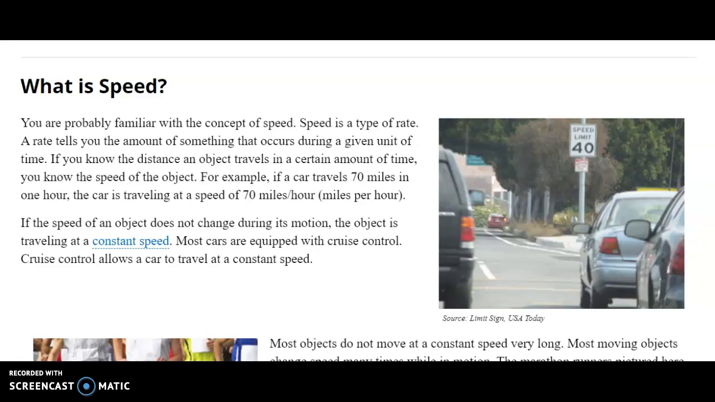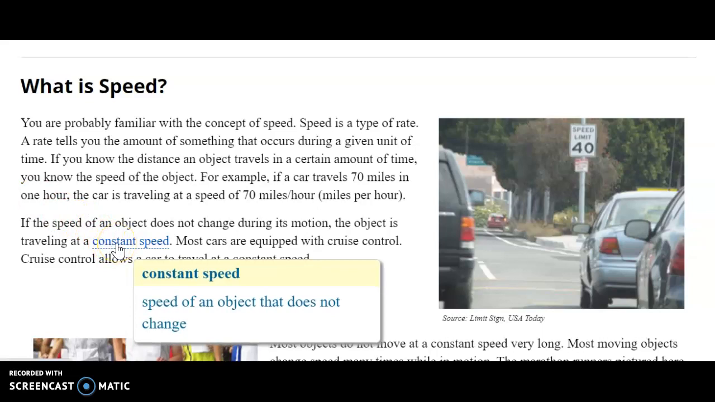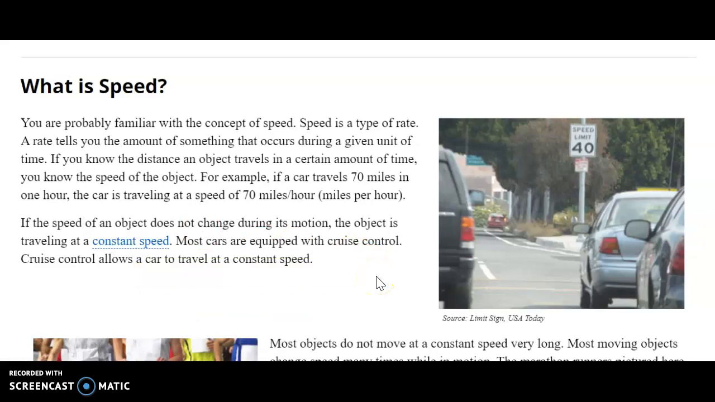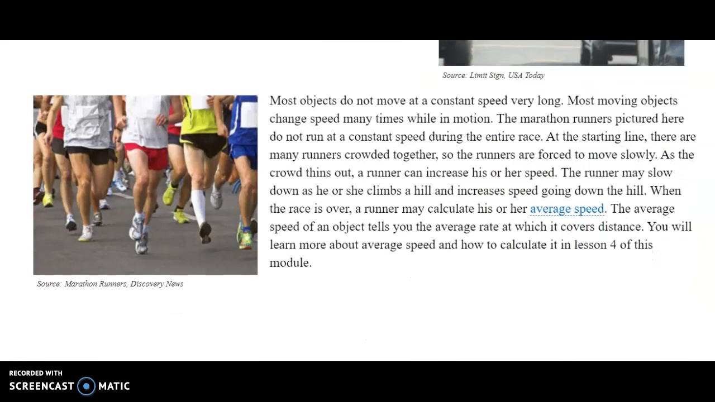70 miles per hour. If the speed of an object does not change during its motion, the object is traveling at a constant speed, which can be defined as the speed of an object that does not change. Most cars are equipped with cruise control. Cruise control allows a car to travel at constant speed. Most objects do not move at a constant speed very long. Most moving objects change speed many times while in motion.